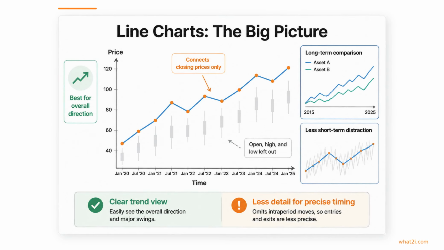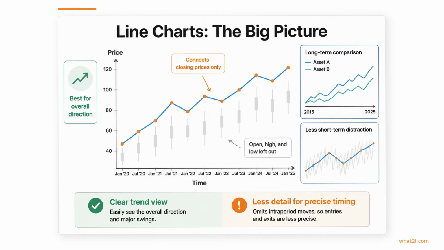A line chart is usually the simplest chart type because it connects closing prices from one period to the next. That makes it especially useful when your main goal is to see the big picture rather than every detail inside the day, week, or month. Long-term investors often like line charts because they make broad direction easier to compare across different assets. By leaving out the open, high, and low, the chart removes a lot of visual noise. The trade-off is that you lose information that might matter for entry timing or short-term analysis. So line charts are excellent for clarity, but not ideal when you need precision.